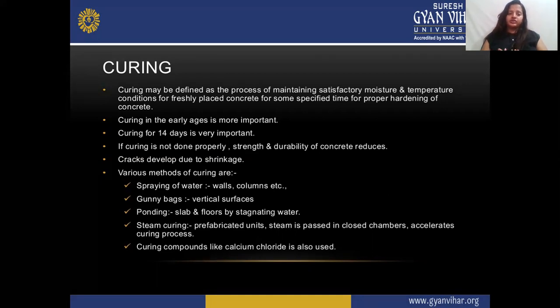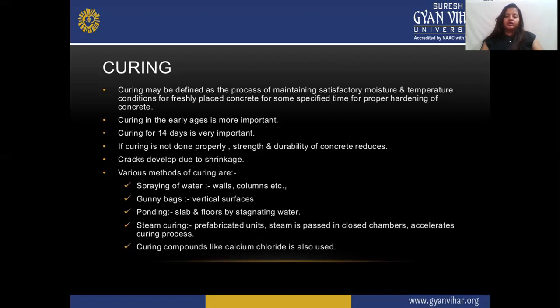So, various methods of curing are spraying of water, which is done for walls and columns, etc., for all the vertical members. Gunny bags can also be used for vertical surfaces. It is usually done for columns so that the water can be retained on the vertical surfaces for a very long time. Ponding is usually done for horizontal surfaces such as slabs and floors by stagnating water.